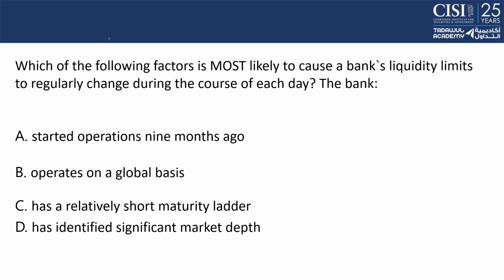Okay. Which of the following factors is most likely to cause a bank's liquidity limits to change during the course of each day? Most likely going to be because they operate on a global basis. That's why their liquidity limits change many times a day.